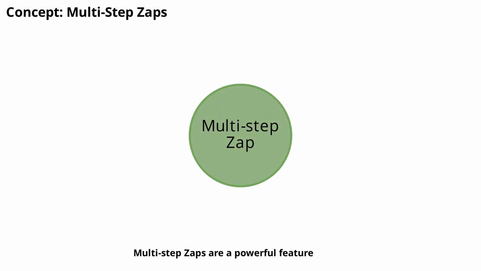Multi-step Zaps are a powerful feature available in the Pro and Enterprise plans. Unlike single-step Zaps, which perform one action per trigger, multi-step Zaps can chain several actions together. This allows for more complex and efficient automations, saving you even more time.